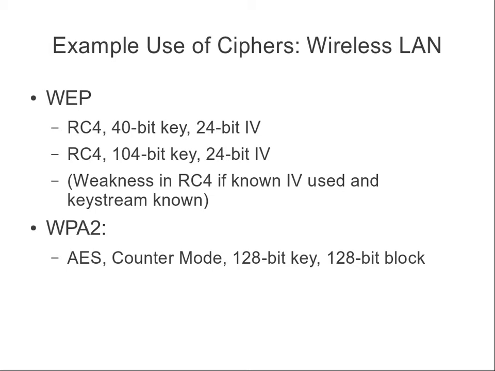So since WEP wasn't considered secure for wireless LANs, the organizations who developed the standards developed improvements, and the common one used today or recommended is Wi-Fi Protected Access, WPA2, version 2. It uses AES, counter mode, and AES is a 128-bit block cipher, and it uses a 128-bit key. So just an example again. The Advanced Encryption Standard is common in practice.